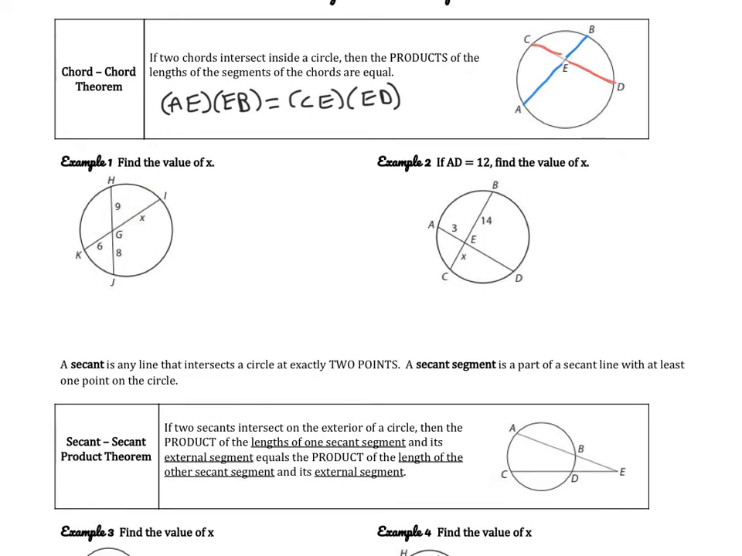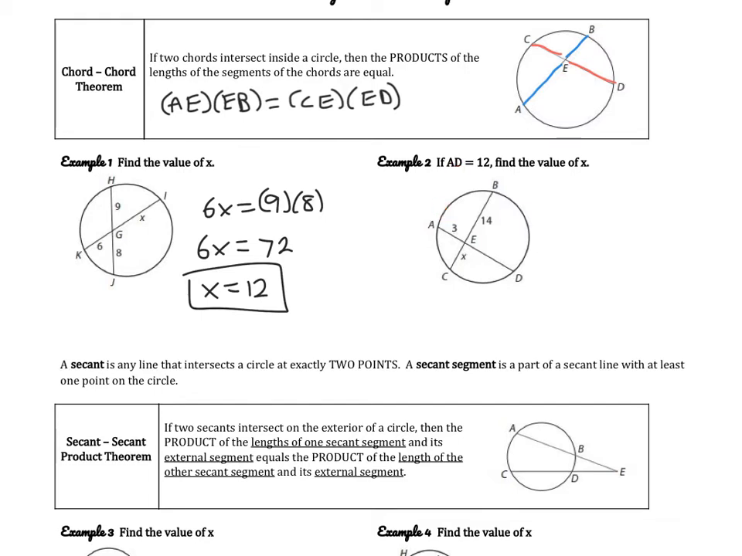So let's see if we can use this chord theorem to help us with these next two examples. Here we're asked to find x. Again, we have two chords that intersect inside the circle. So the product of 6 and x should equal the product of 9 and 8. So we can set up our equation: 6 times x equals 9 times 8. 6 times x equals 72. So x equals 12.